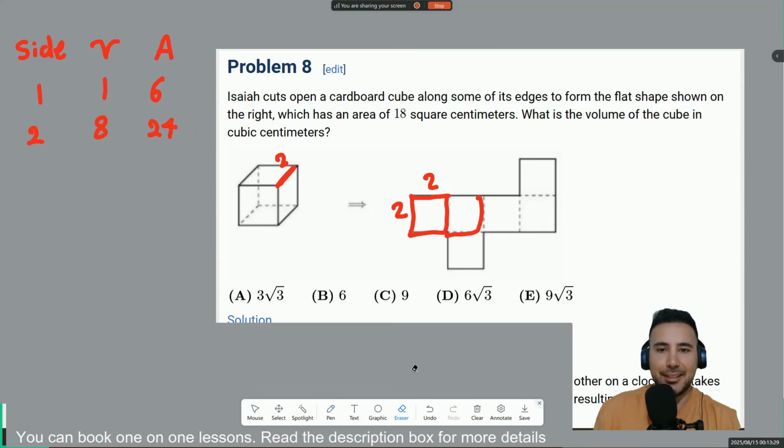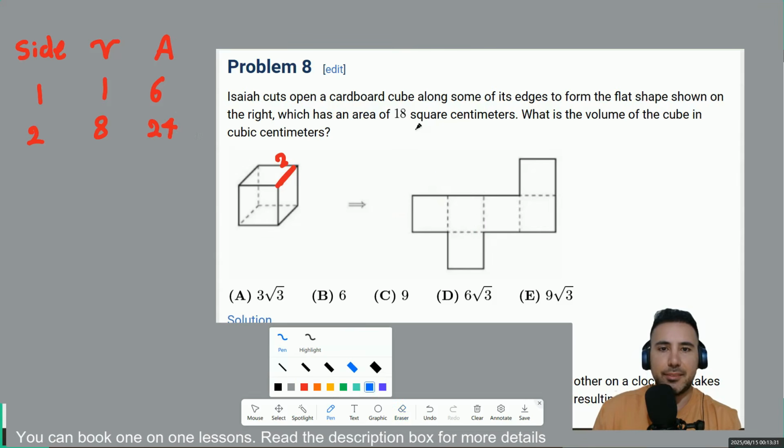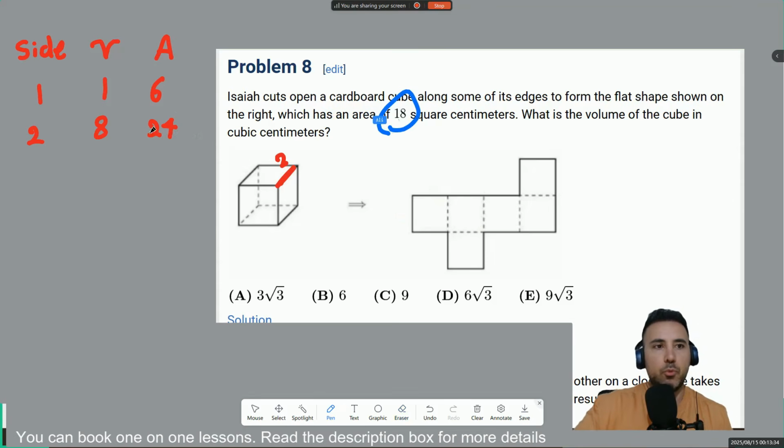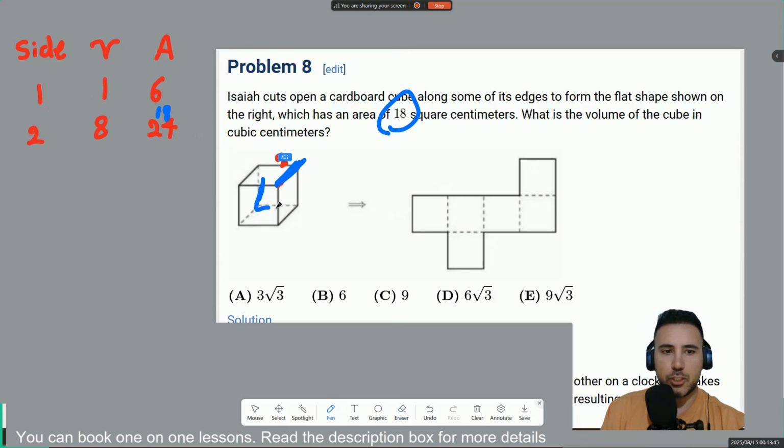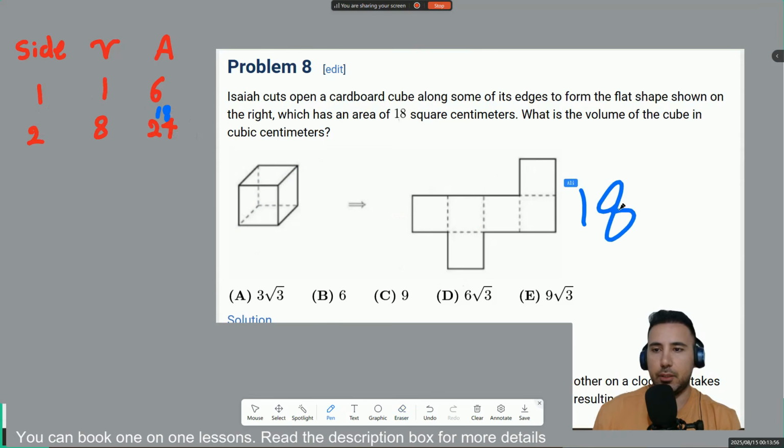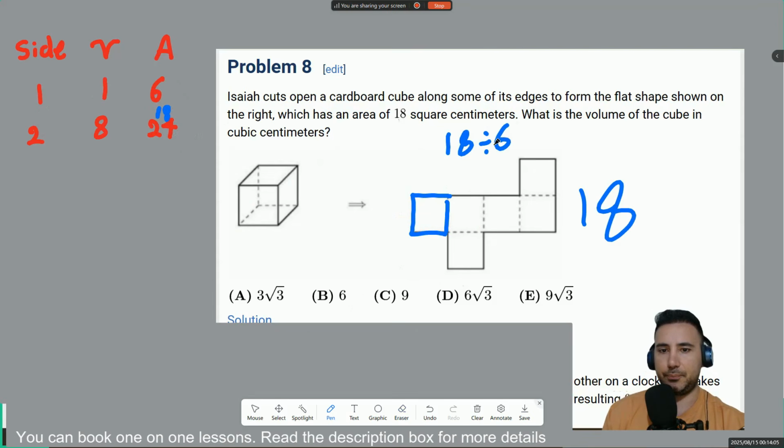Okay, but you see now, the area they give us is already more. I mean, for one, side 1 was 6, side 2, 24. 18 comes between them. That means the side length that we're looking for is between 1 and 2, right? Okay, so let's figure out what that is. So if the area is 18, we need to go backward, meaning what is the area of one of these? 18 divided by 6. So the area of 1 is 3.